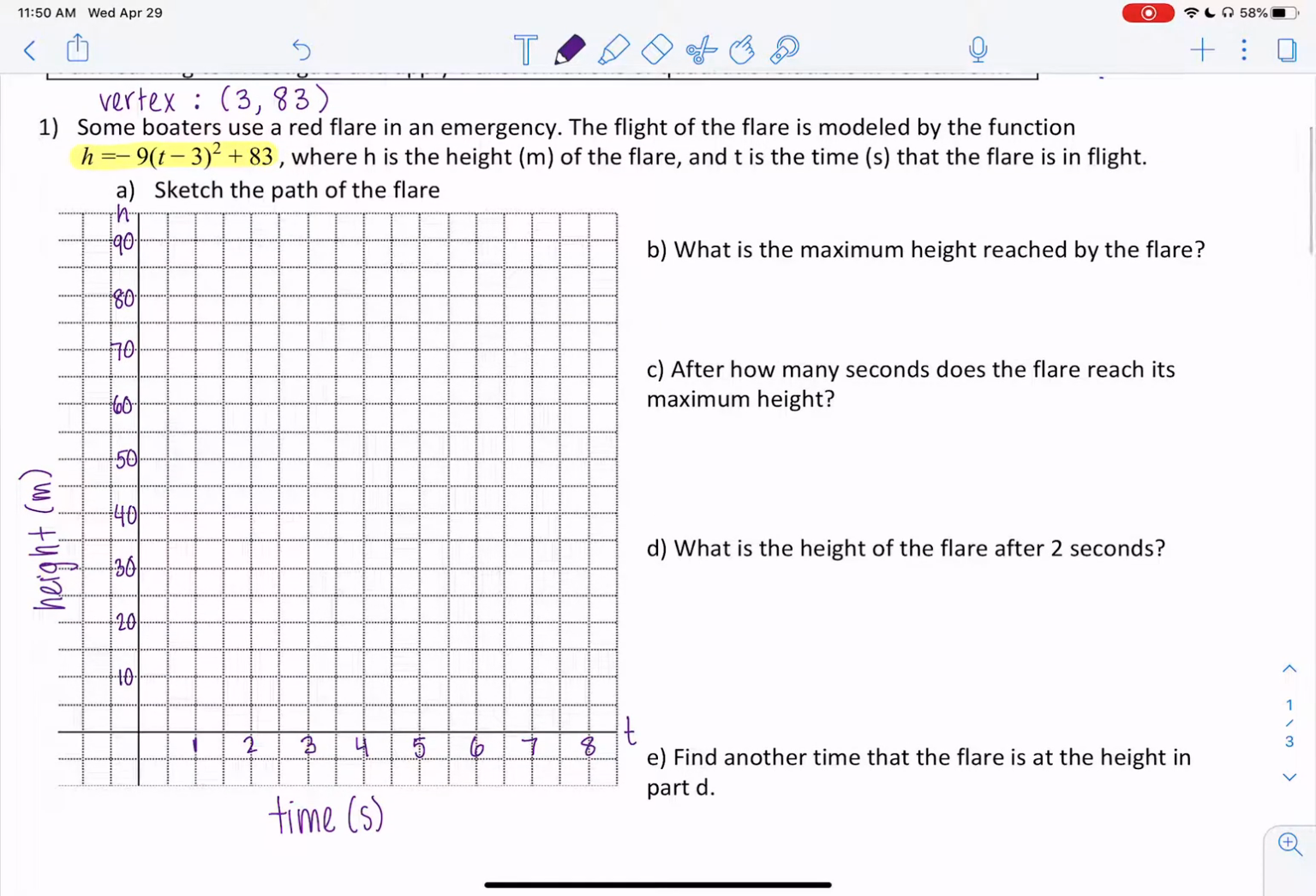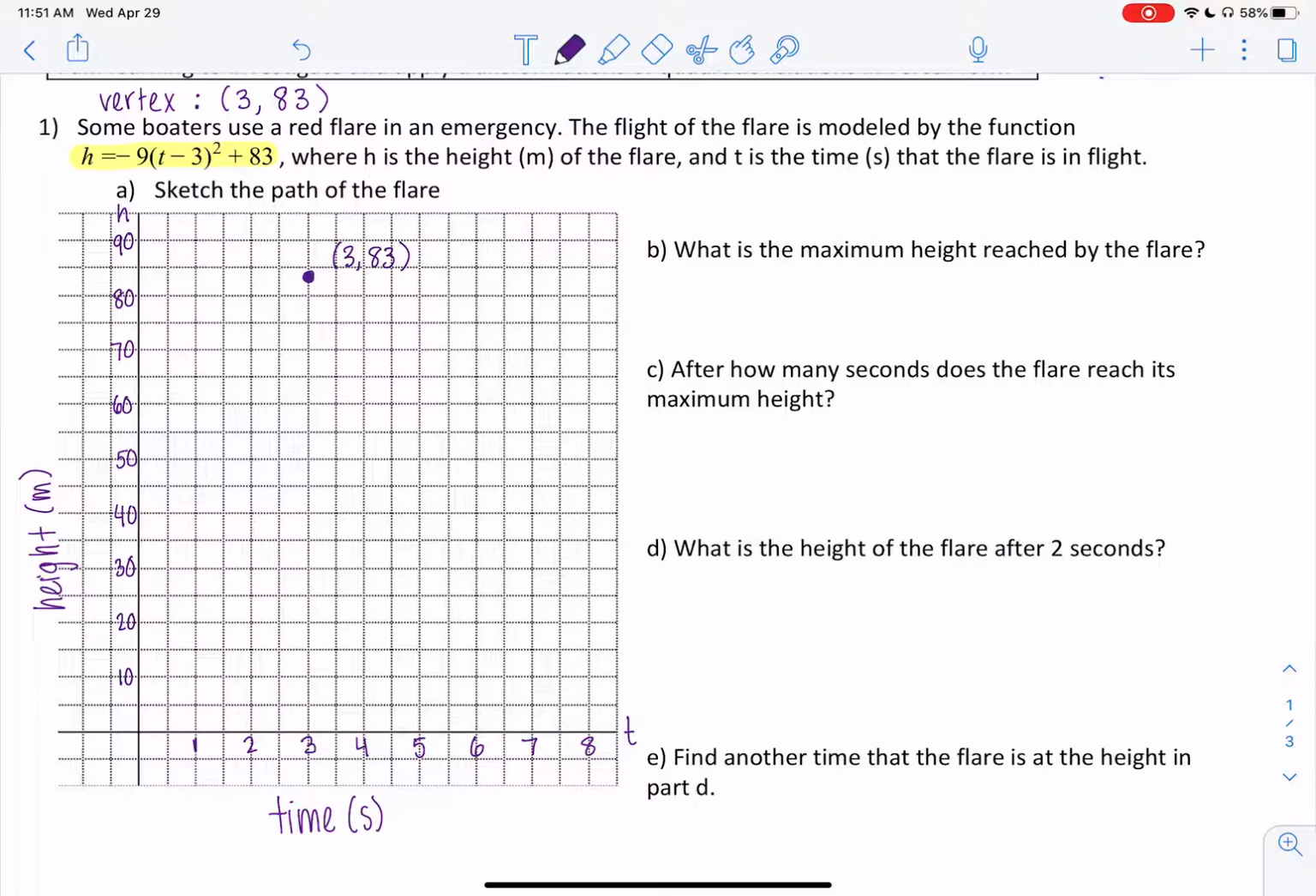We know our vertex is at (3, 83), so we're going to do our best to put a point there. It's not going to be perfect, but it'll help give us an idea. So I go to 3 on my x-axis, and I'm going up to 83, which should be about here. And when I'm doing a sketch, I often like to write out what my coordinates are on the sketch, just because it's not going to be perfectly accurate, so it does help you to visualize your graph a little bit more. Next, let's figure out where it's going to cross below.